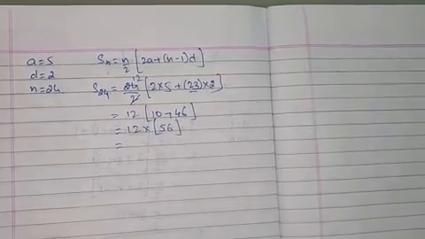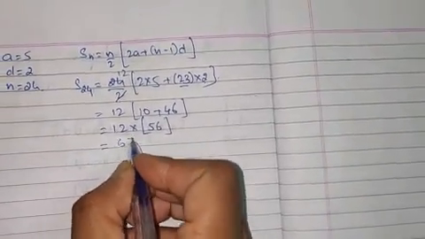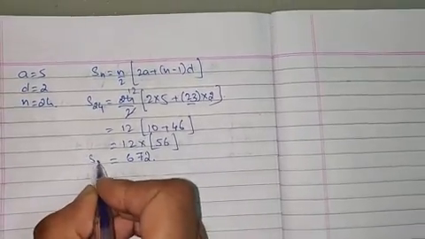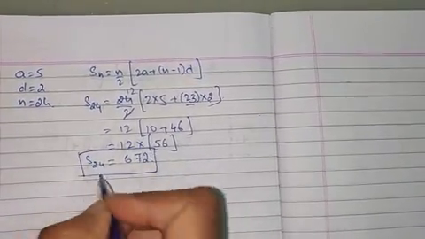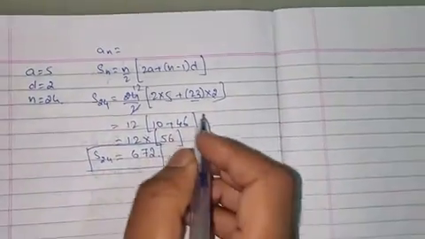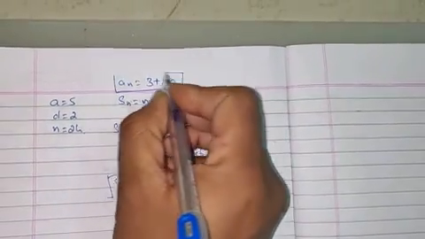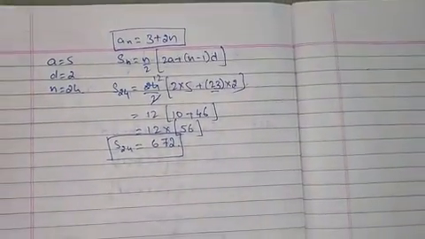So 12 into 56 gives us 672. So the sum of 24 terms where the nth term is given by 3 plus 2n is 672. This is our solution.